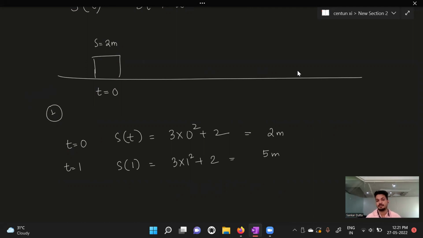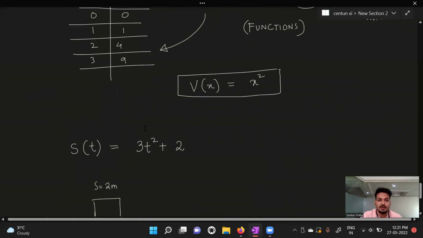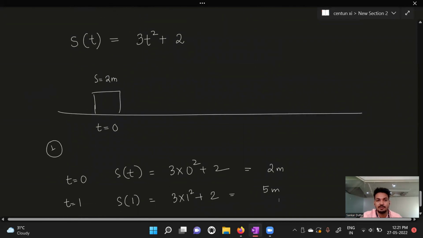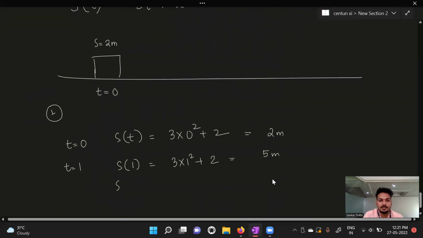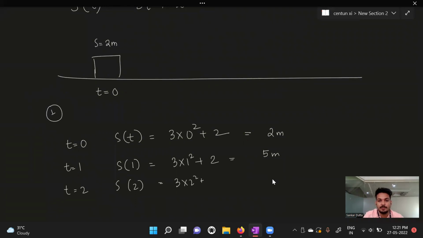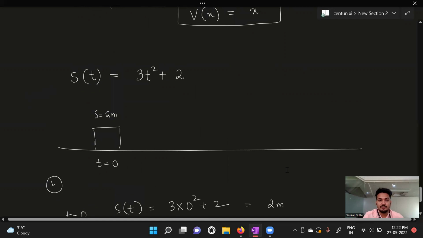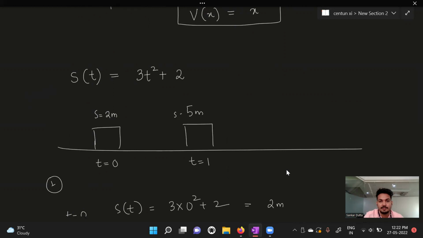I'm giving you 2 seconds to absorb this. What am I doing? I'm just plugging in the value of t in this given equation. Our equation was 3t squared plus 2. I plugged in 1 and I got 5 meters. Similarly, at t equals 2 seconds, the body is at 3 into 2 squared plus 2, which is 3 fours are 12, plus 2, 14 meters. So the body was located at 5 meters at t equals 1 second, and at 14 meters at t equals 2 seconds.